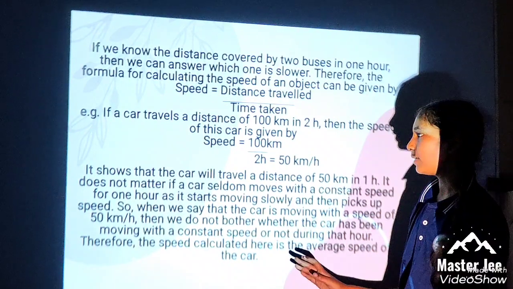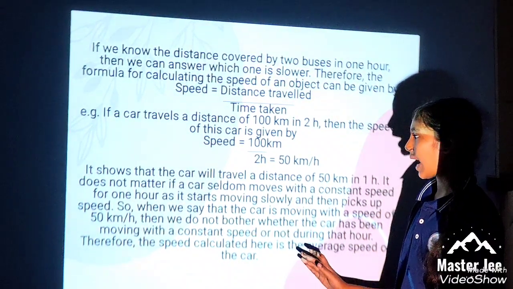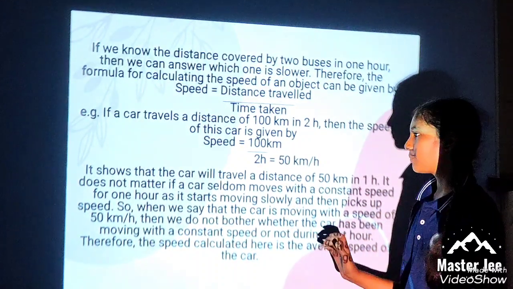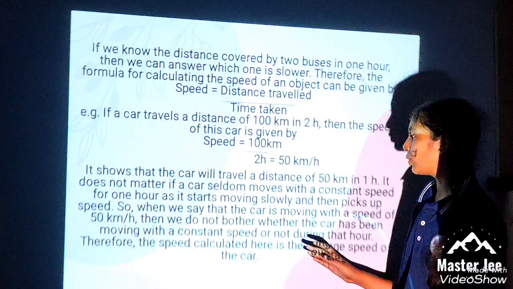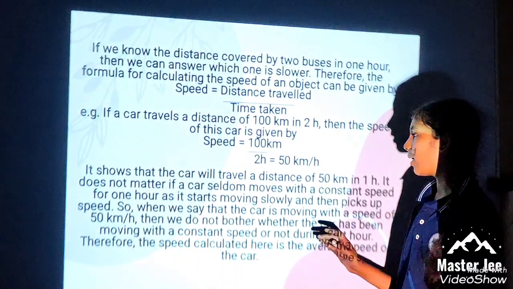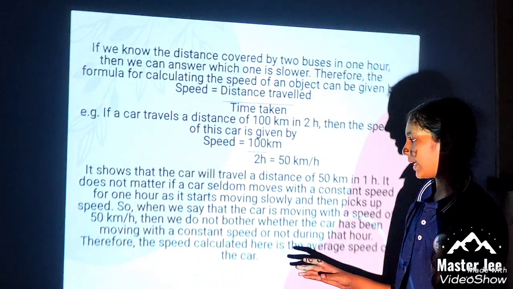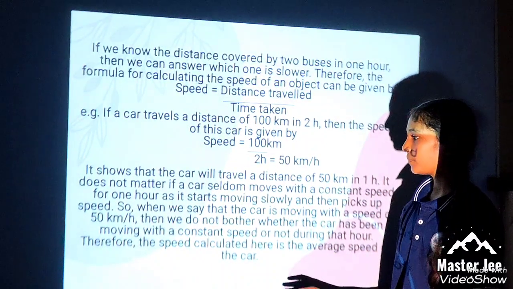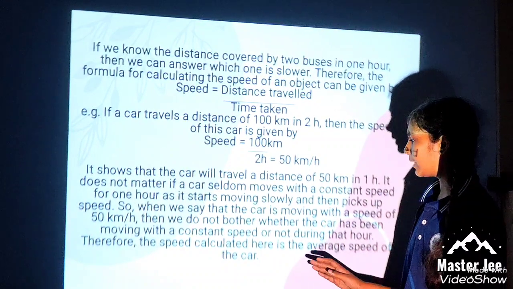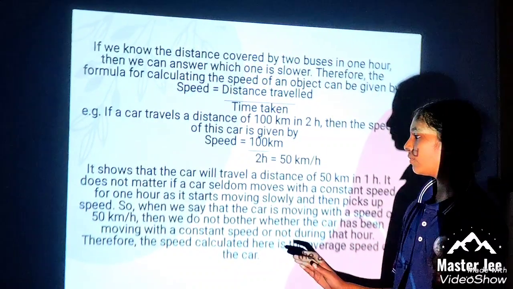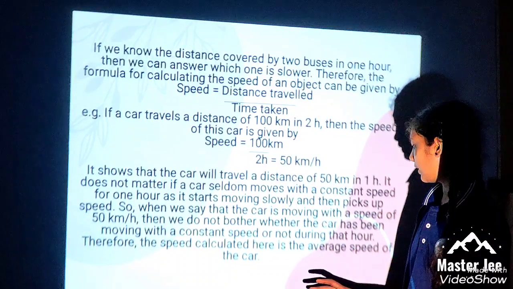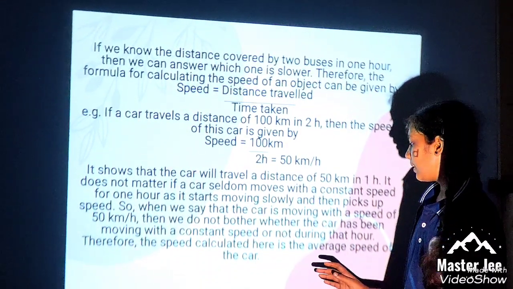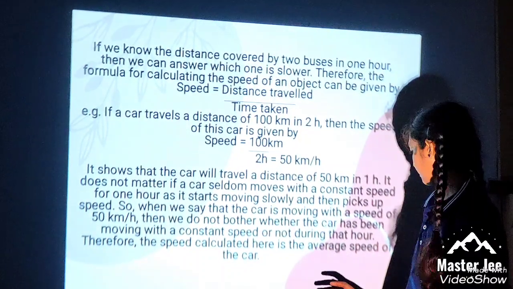It doesn't matter if the car seldom moves with a constant speed for 1 hour, as it starts moving slowly and then picks up speed. So when we say that the car is moving with a speed of 50 km per hour, then we do not bother about the changes; this is the average speed of the car.